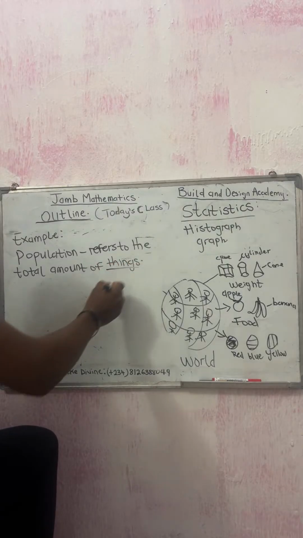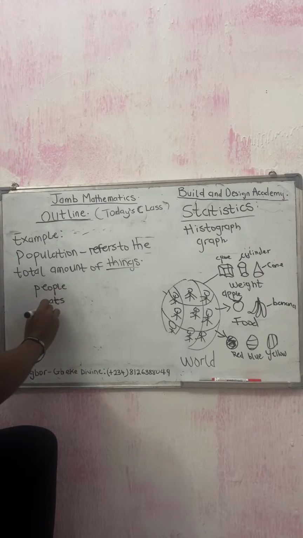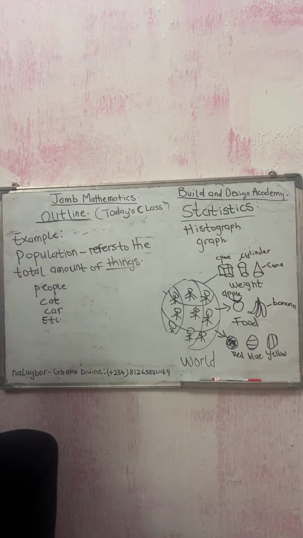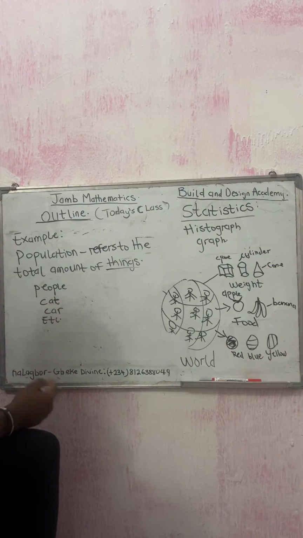Now, under things, it can be people, cats, cars, and etc. That is what these things refer to. The thing can be either you're analyzing people, you're analyzing cats, you're analyzing cars, and so on and so forth.